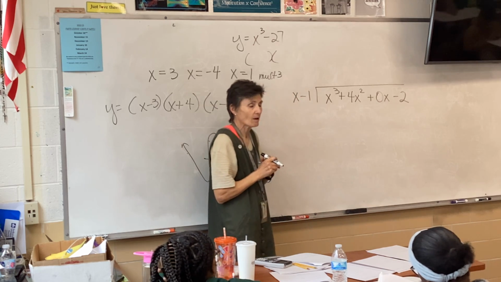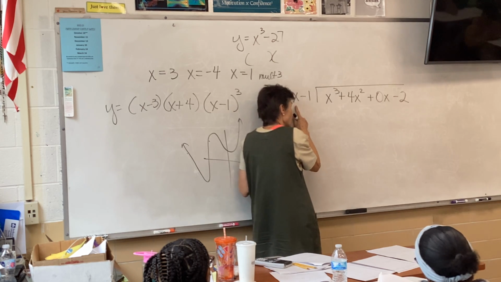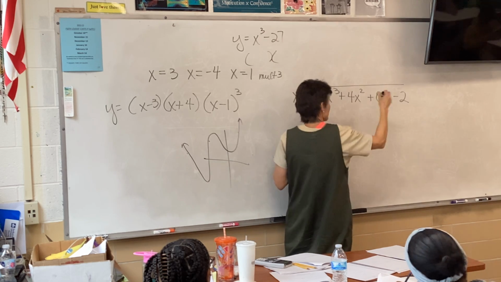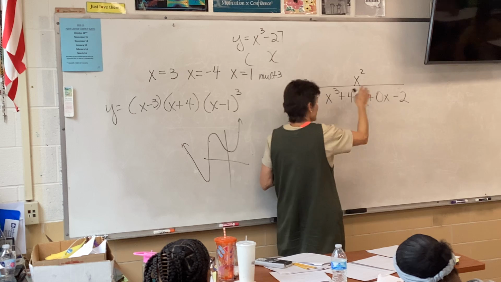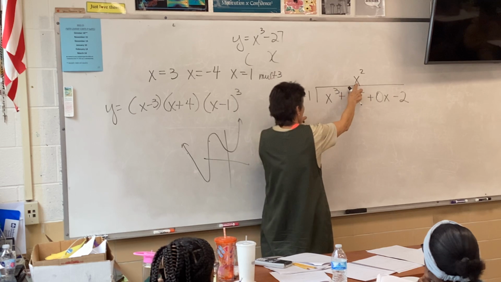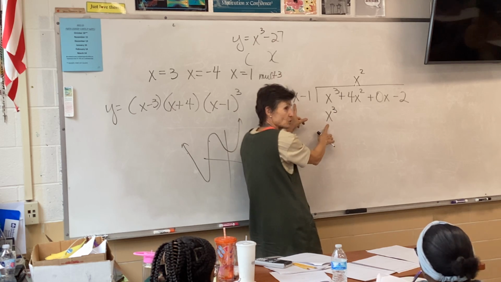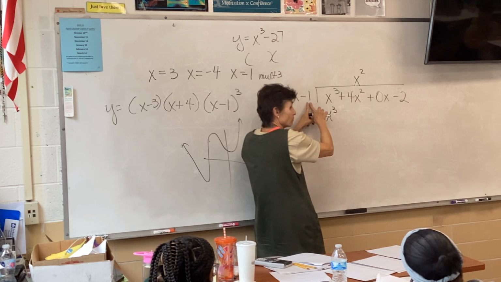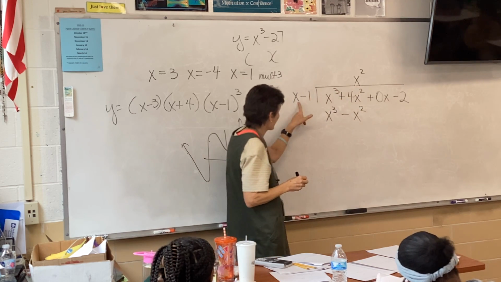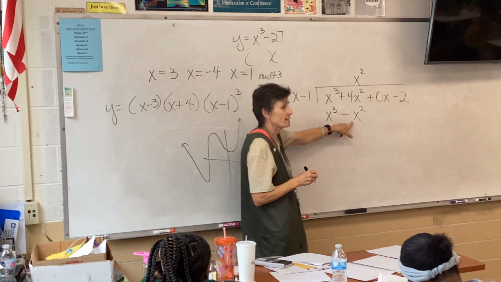So I ask myself this question. What do I take times x to get x cubed? X squared. So I like to be organized, so I'm gonna write it here. I don't care where you write it, it doesn't make any difference. I like to keep everything in line. So I'm gonna put x squared up there because x squared times x is x cubed. X squared times -1 is -1x squared. So x squared times x gives me my x cubed, but I gotta take x squared times the other thing, so I got -x squared.